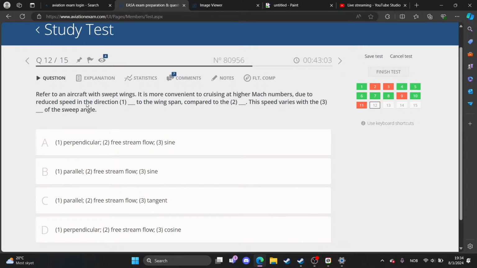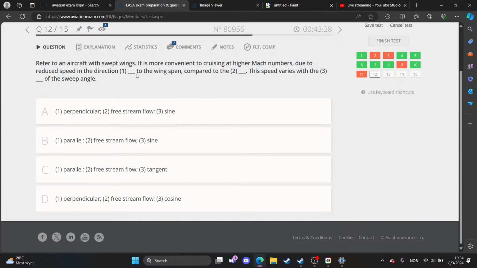So, for the aircraft with swept wing, it is more convenient to cruising... Hold on. What is this English? It is more convenient to cruising at higher Mach numbers due to reduced speed in the direction of.